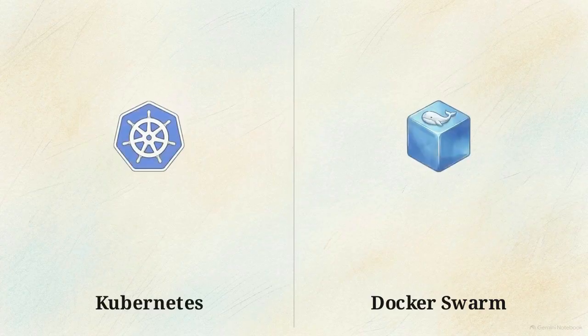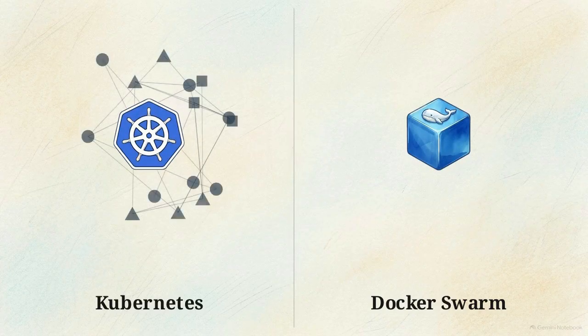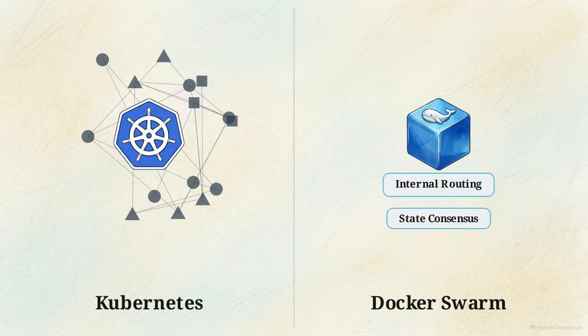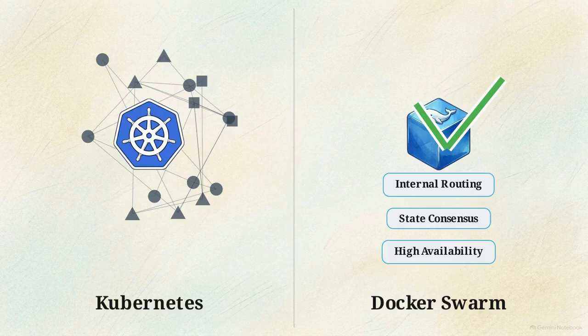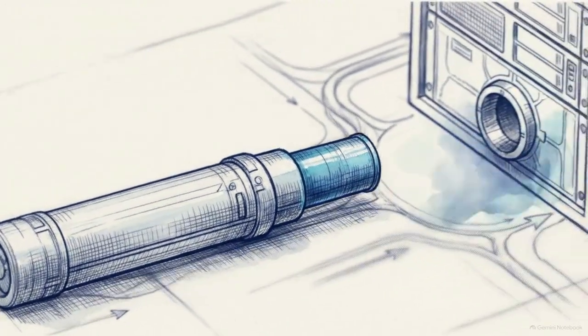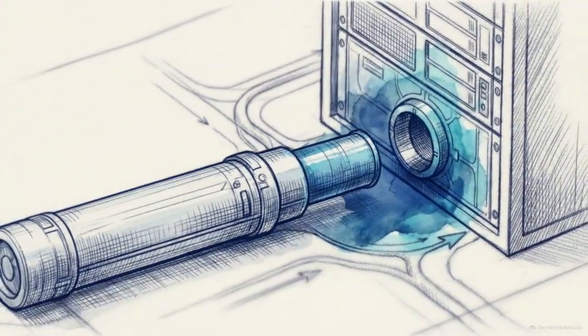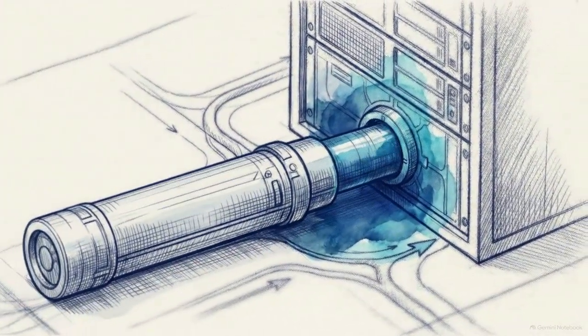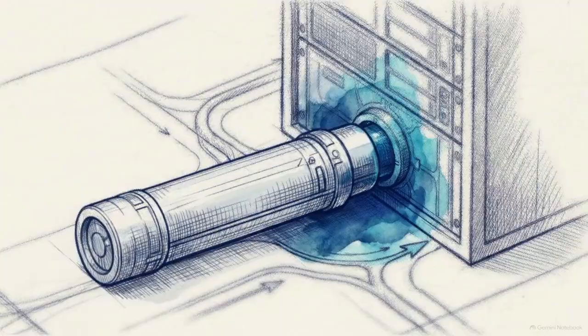This visual scale highlights Swarm's alternative: deliberate architectural simplicity. Because Swarm features native Docker integration, it requires zero external dependencies to execute core orchestration features like internal routing, state consensus, and high availability. If an engineering team already understands how to build a Docker Compose file, migrating their applications to a Swarm cluster requires minimal operational retraining.